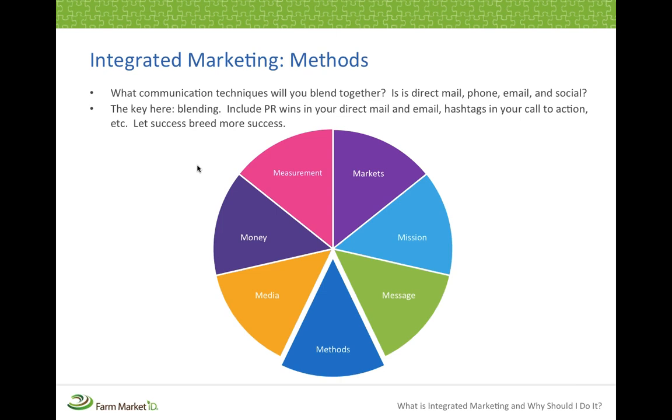Next, we look at methods. In this instance, we are looking at what communication techniques we will blend together. Does this audience respond well to direct mail, phone, email, social media? The key here is blending. If you have recently won a huge industry honor, mention it in your direct mail piece, in your email, and your social media communications. Mention your social channels and hashtag if appropriate. Make sure that you are using all channels to breed success for other channels.